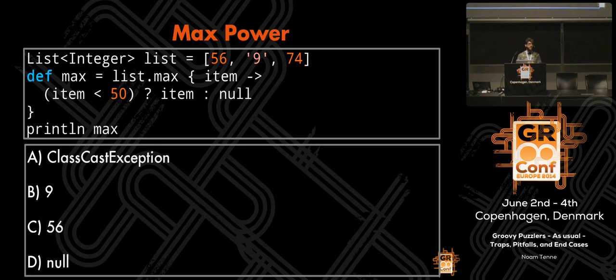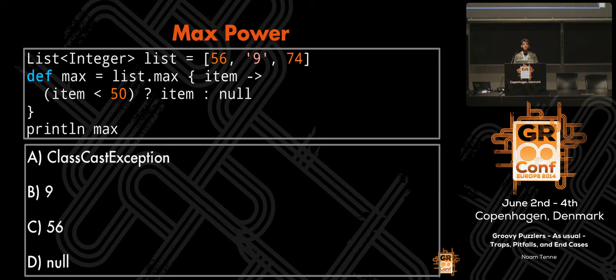Maybe it's 9 because 9 is the lowest. Who thinks 9? 9, anyone? Okay, that's a good number of 9. No? There's no max. You see, I can return that if everything's over. How about 56? Who votes for 56? No, not enough people voting, guys. Blue screen of death? No one. Okay.